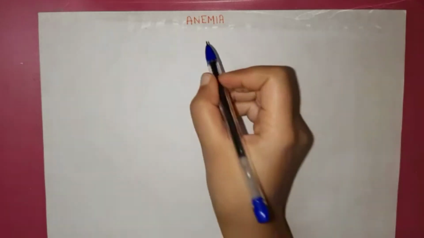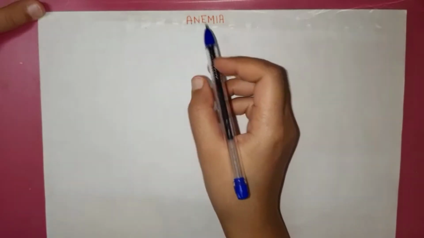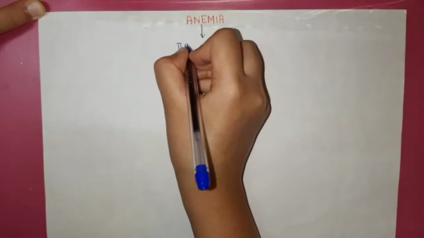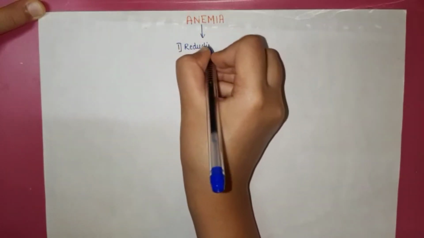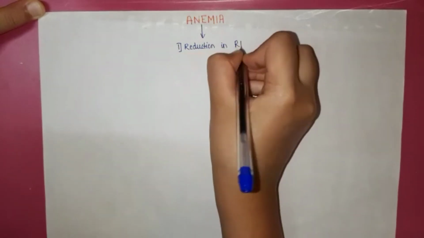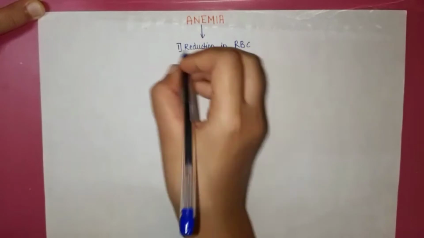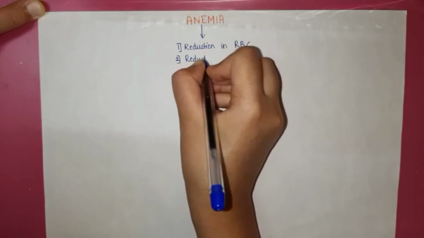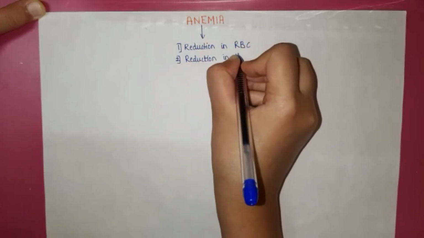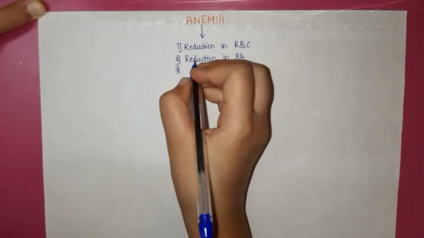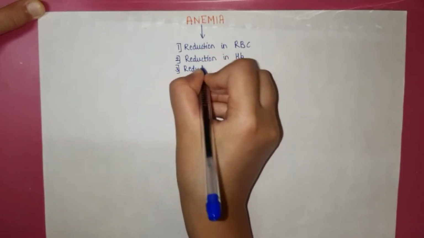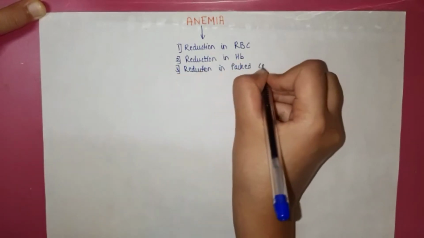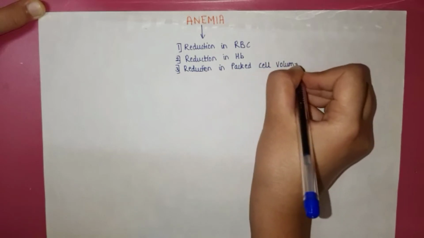Our topic for today is anemia. Now, anemia is a condition which is characterized by the following. First one is the reduction in RBCs, that is red blood corpuscles. The second condition which is responsible for causing anemia is the reduction in hemoglobin. And the third condition which is responsible is the reduction in packed cell volume, that is PCV.